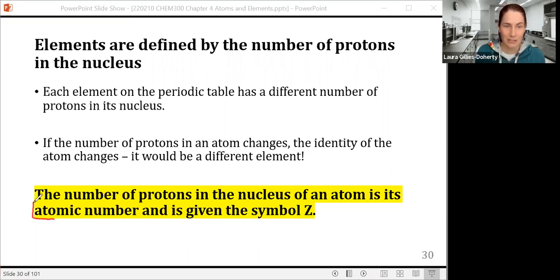The number of protons in the nucleus, we give a special term that's called the atomic number. It's the number of protons. And we use the symbol Z to represent atomic number.